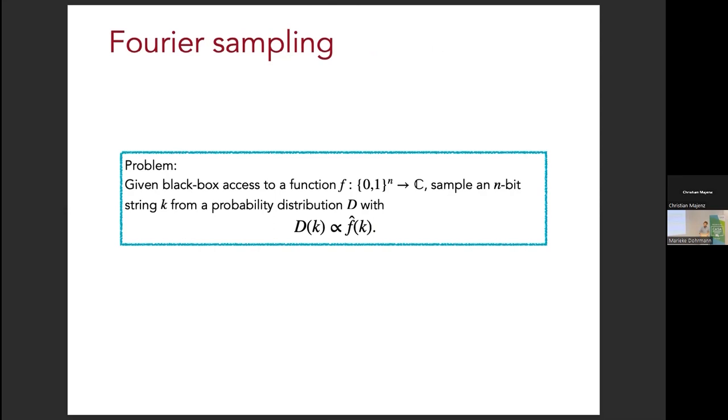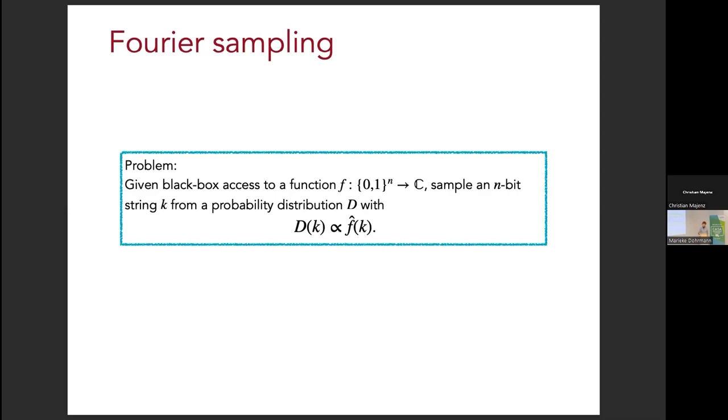So here's a problem description. Given black box access to a function from the bit strings to the complex numbers, sample an n-bit string k from a probability distribution such that the probability to output k is proportional to the Fourier transform of f at the value k. Actually, I should have written the square, because that's what a quantum computer can do, the square of the Fourier transform at the value k. But that's a typo.